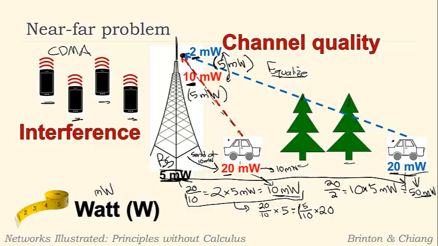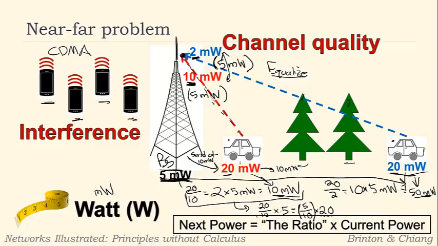So we can take this as a constant term, because the 5 milliwatts is constant, and whatever is received is constant for this time. And that gives us how much we want to multiply the current transmit power by to get the next transmit power. And that gives us the basics of the transmit power control algorithm, where we basically say that the next power is equal to this thing called the ratio times the current power. And the ratio is this term down here, this 5 over 10.